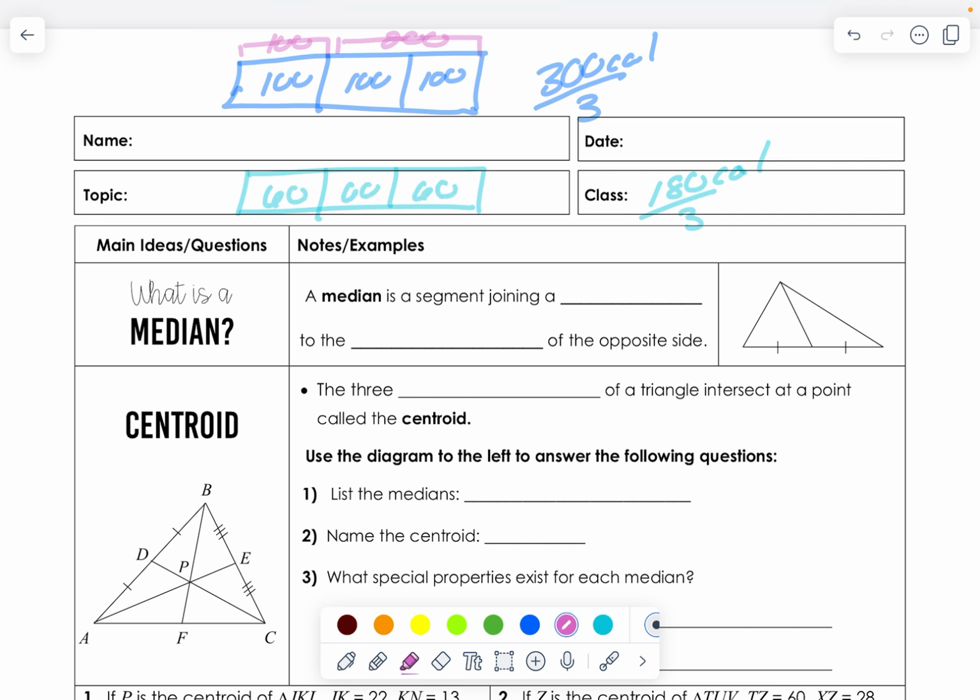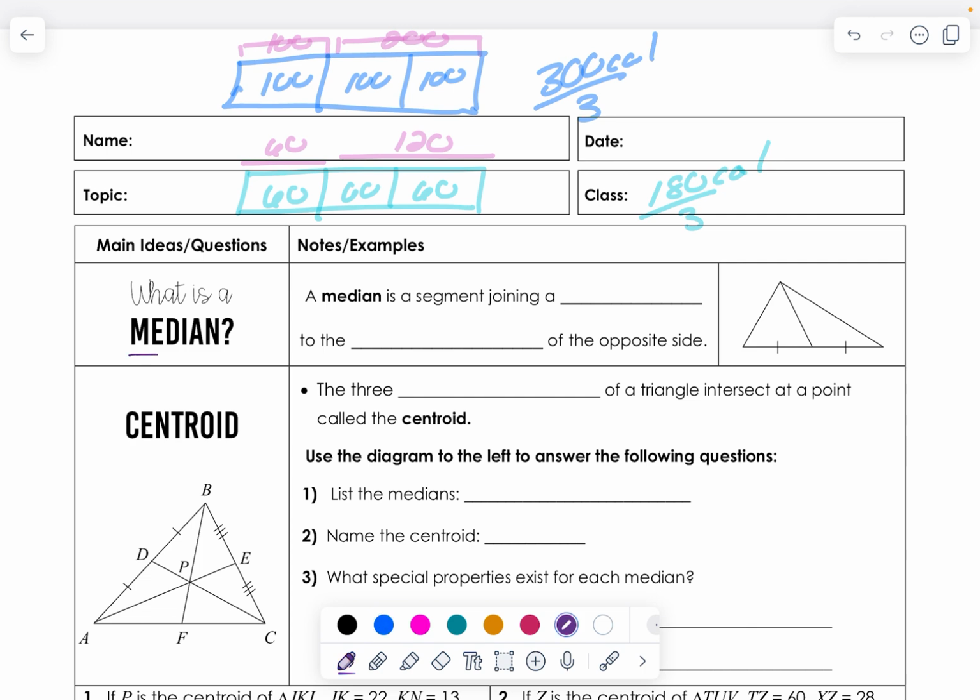If I eat 1 piece, it would be 60 calories. If I ate 2 pieces, it would be worth 120 calories. Well, remember that. We're going to need this knowledge in a few minutes. But first, let's get to the notes here.